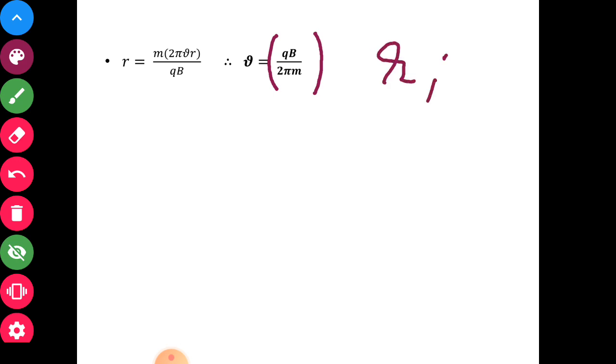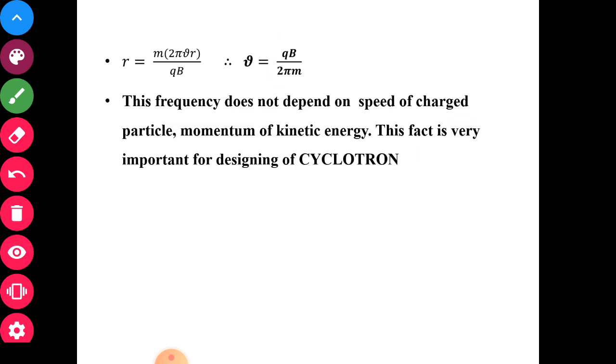Radius and v both are absent in this equation. So we can say this frequency is independent of the radius as well as the linear speed. Okay, now we move further. This frequency does not depend on the speed of the charged particle.